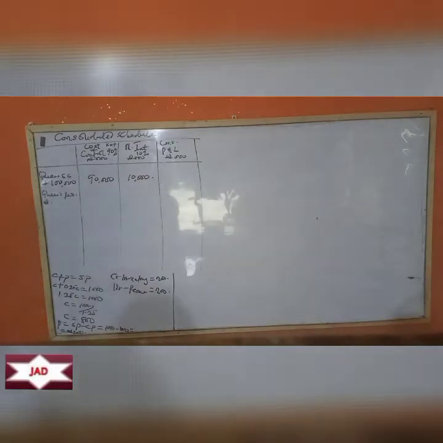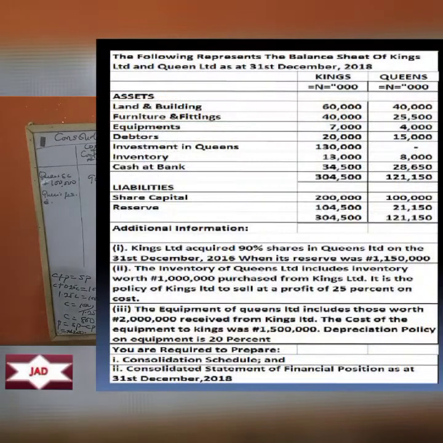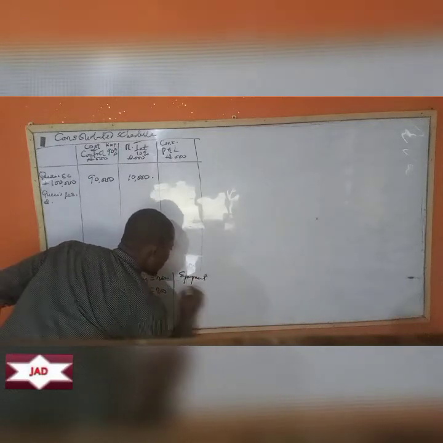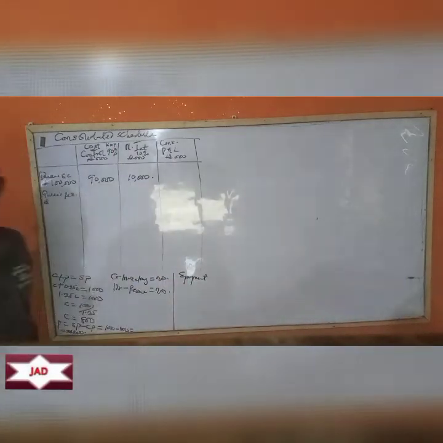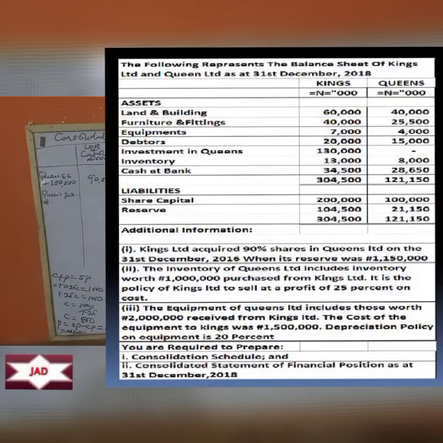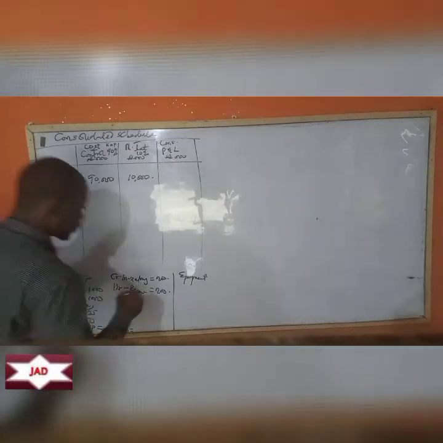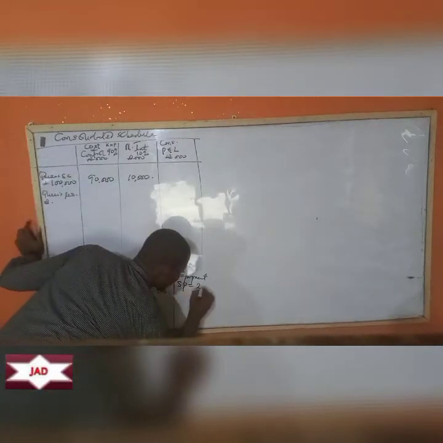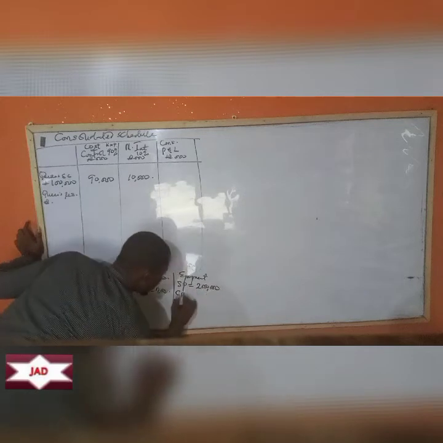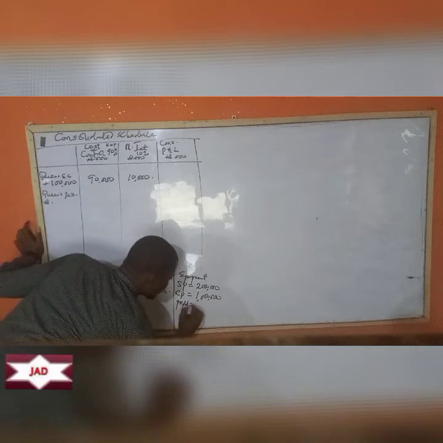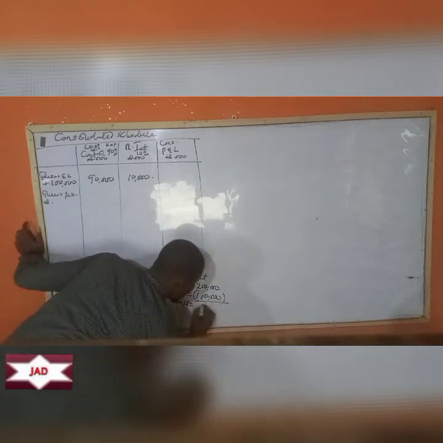They said that the equipment of Queen's Limited includes those worth 2 million received from King's Limited. The cost of the equipment to King's is 1.5. You see? So for equipment now, number 10, they transferred it to Queen's at 2 million. But the cost to King's is 1.5. So that means there's a profit element. What's the selling price? That will be 2 million. What's the cost price? 1,500,000. So profit will be equal to this minus this. That will be 500,000.